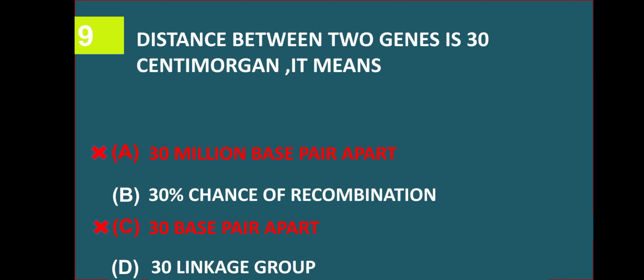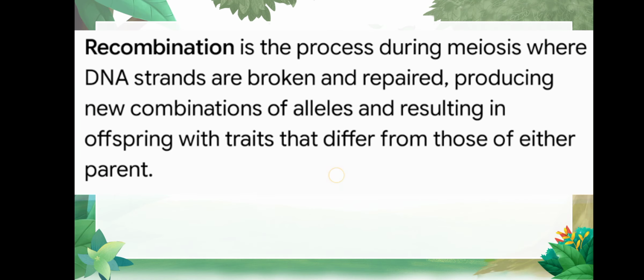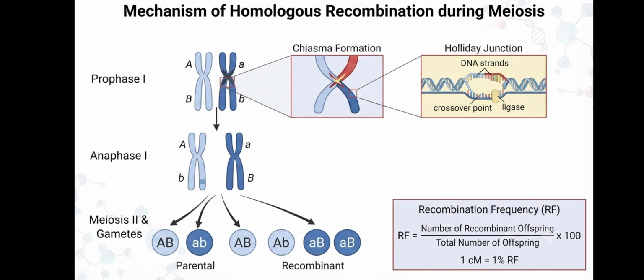Okay, so coming to options B and D, isn't it? So linkage group, it is given. Linkage group means the tendency of genes to be inherited together. So you have seen in meiosis, you have read, let's say there are two parents. Here it has been shown that one chromosome is from the maternal side, and one chromosome is from the paternal side.